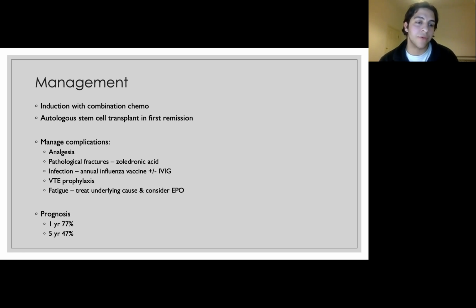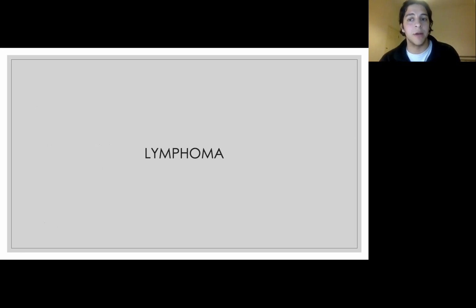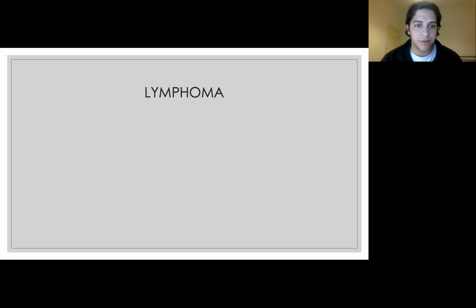Prognosis, after about a year, it's around 77% survival rate, and after 5 years, it's 47%. So it's not the worst cancer to have, but it's definitely not the best either. So that's multiple myeloma. Moving on now to lymphoma. Lymphoma can be split into 2 different types. Does anyone want to write down in the chat what they are?